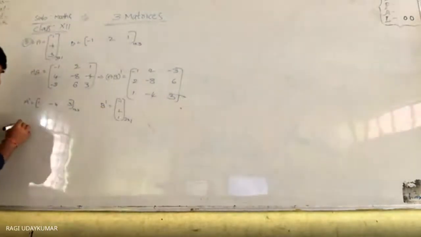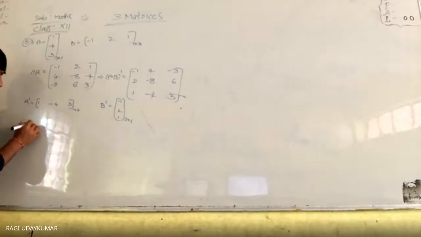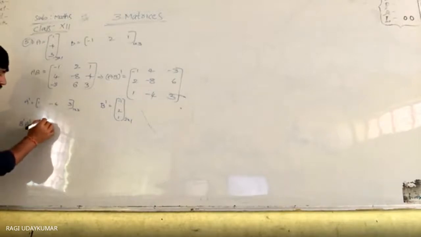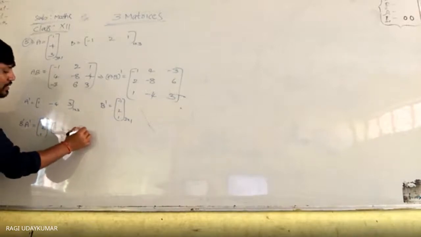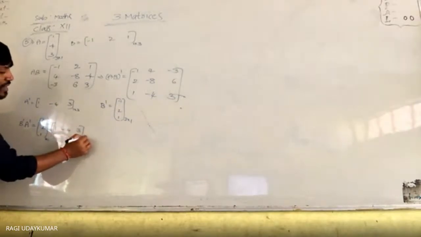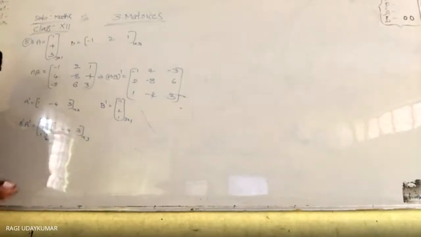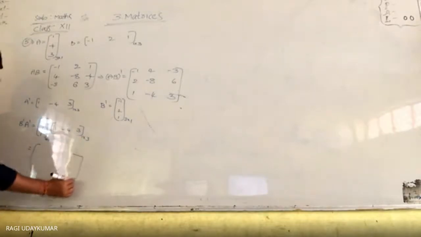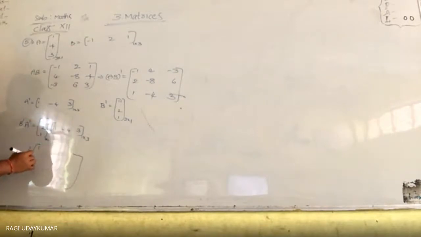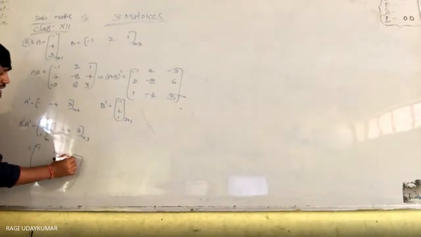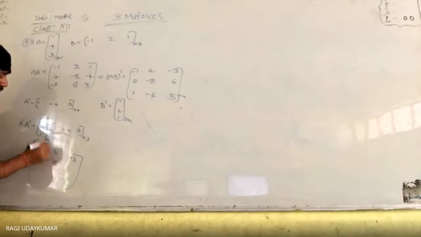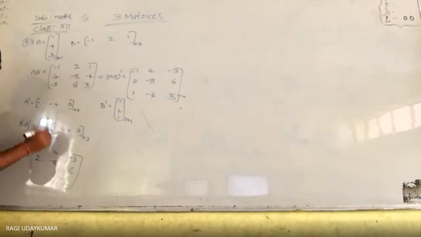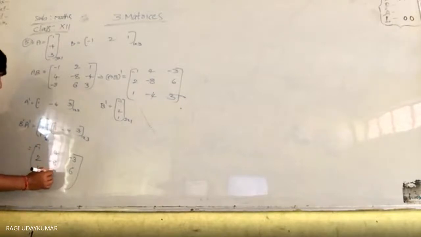Now what to do? We have to do B transpose into A transpose. So B transpose is nothing but -1 2 1, into 1 -4 3. This is 3 by 1 and this is 1 by 3, so you are going to get a 3 by 3 matrix again. Same way, if you multiply, 1 into -1 is -1, -1 into -4 is +4, -1 into 3 is -3, 2 into 1 is 2, 2 into -4 is -8, 2 into 3 is 6, 1, 1 into -4 is -4, 3.